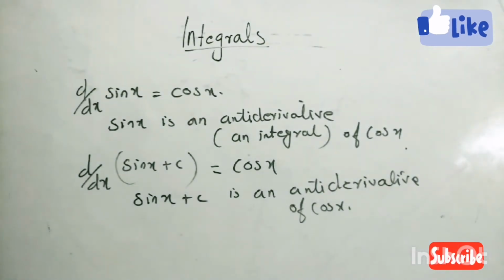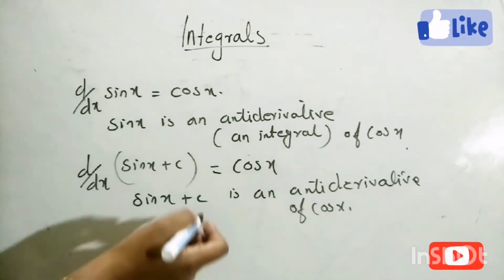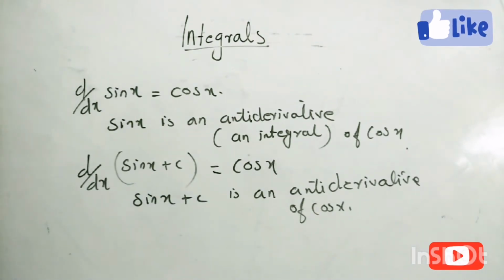Just look at these two cases. We can conclude that antiderivatives of functions are not unique, because for the antiderivative of cos x we got sin x in the first case and sin x plus c in the second case. We will get infinitely many antiderivatives corresponding to a function by choosing different values for c from the real number set. If c is 1, we will get sin x plus 1. If c is equal to 0.5, then we will get sin x plus 0.5. That means we will get infinitely many antiderivatives corresponding to a function, depending upon the value of c.